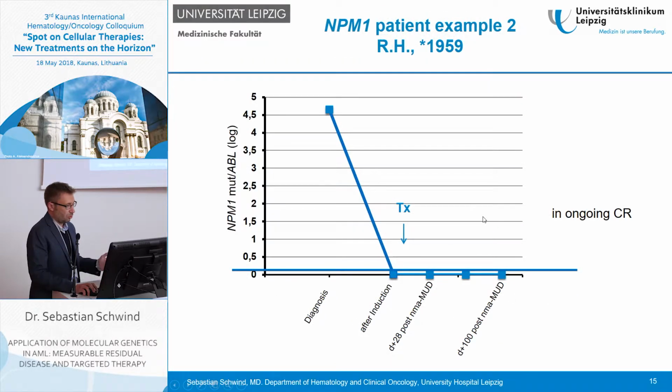I also brought you a more positive example. So this is a patient that basically got diagnosed again with very, very high NPM1 mutation burden at diagnosis, and then rapidly decreased this burden to not measurable anymore, got a transplant in first complete remission, and is still in ongoing CR with no measurable NPM1 mutation burden.